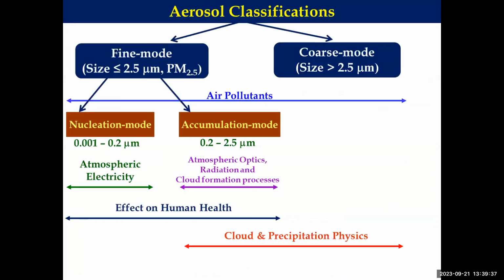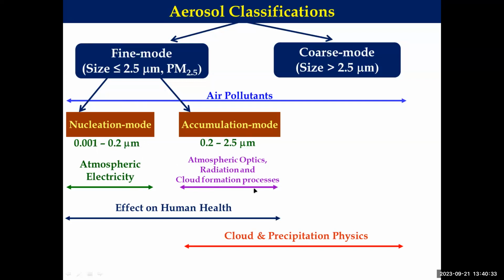Based upon their sizes, aerosols can be divided into 2 different modes: fine mode and coarse mode. Fine mode are basically the particles up to 2.5 micron, commonly known as PM2.5. Coarse mode is particles greater than 2.5 micron in size. These fine mode particles are further divided into 2 different modes: nucleation mode, from 0.001 to 0.2 micron, and then accumulation mode, from 0.2 to 2.5. The nucleation mode is highly sensitive to various atmospheric electricity processes like lightning, and the accumulation mode is highly sensitive to atmospheric optics and radiation as well as cloud formation activities.